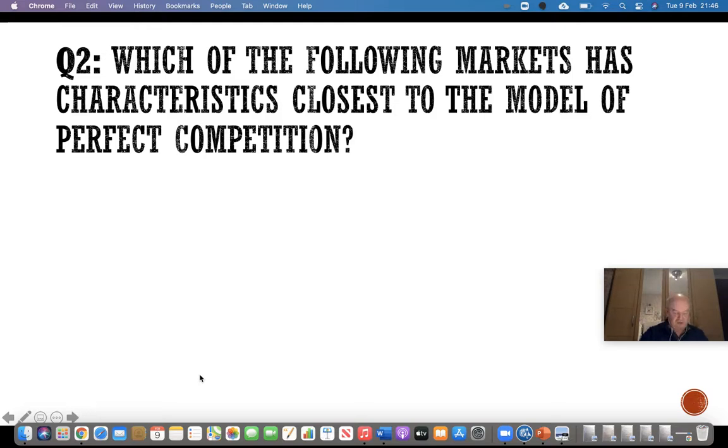Remember, perfect competition is where you've got lots of buyers and sellers, very similar products, and not something identical products. So look back at some of the criteria and see if you can have a go at answering that question. Okay.